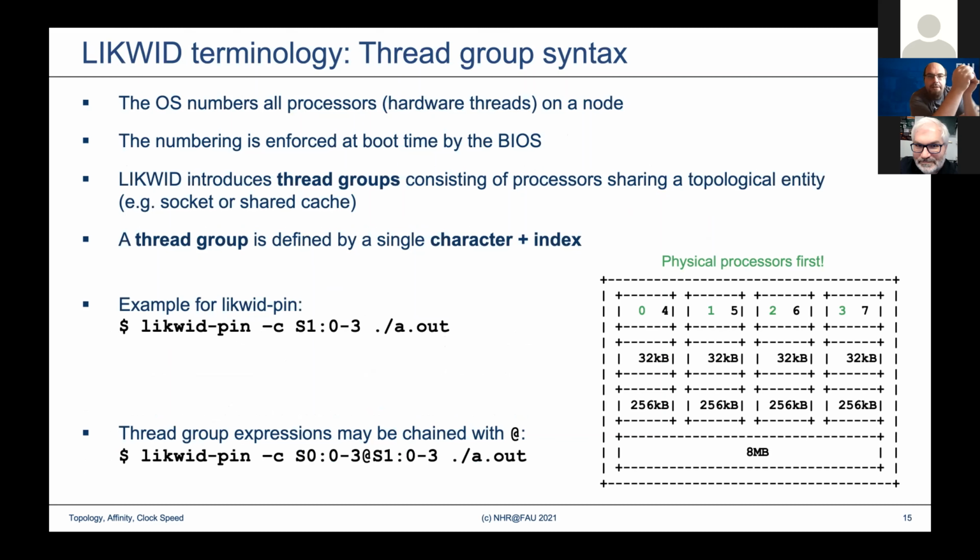We define the thread group with a single character and an index. So here this S1 is for socket 1, here S0 for socket 0, and some others. And the important thing to note is that it uses physical processors first. So if we specify that, and this is our socket, it would always take only the physical processor and skip over the SMT thread. So we fill up physical processors first, and then we do a wraparound and fill the SMT threads afterwards.